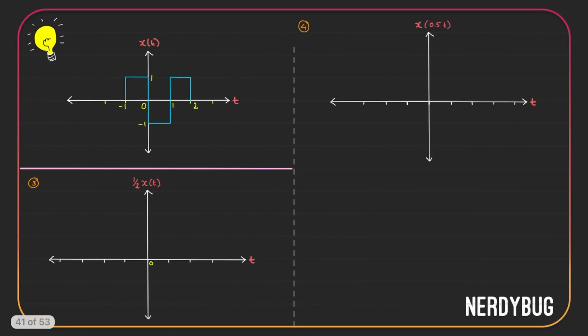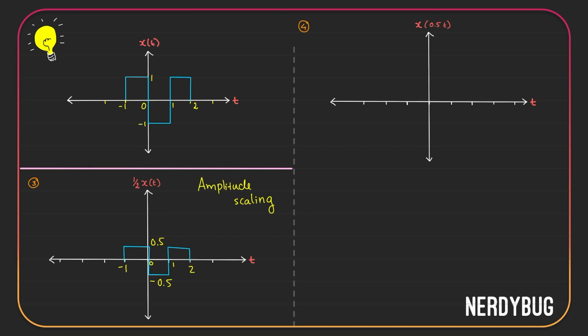Let's take the same signal again and try to find out what is half x of t. Now, this is again an example of amplitude scaling. Only difference is the constant is less than 1 now. It's half x of t. What happens here? All the amplitudes become half. Value of the signal becomes half at every point. So the new graph will look like this. Minus 1, 1, 2, this is 0.5 and this is minus 0.5.